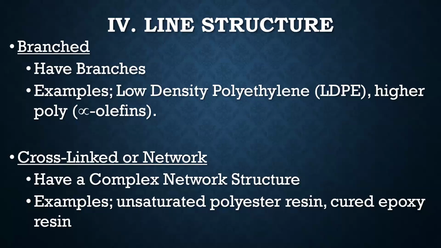Polymers can also be classified according to their backbone structure, whether this backbone is straight, linear, or there are some branches that emerge from the backbone, or maybe there is a formation of a web or network structure. So it can be linear, branched, and cross-linked.